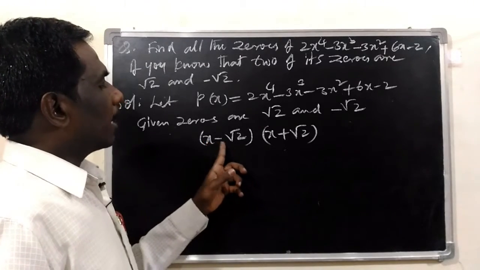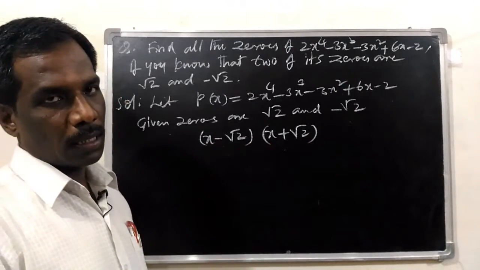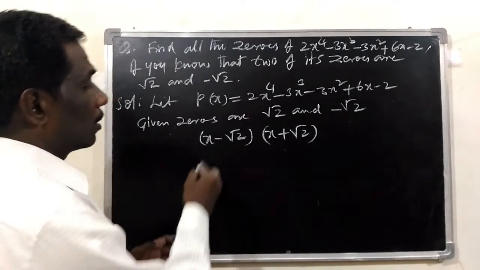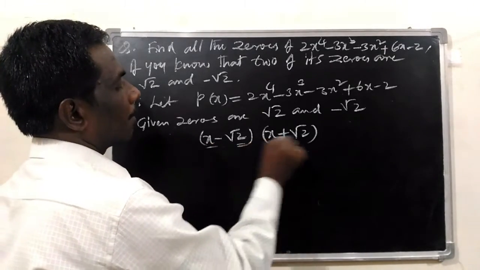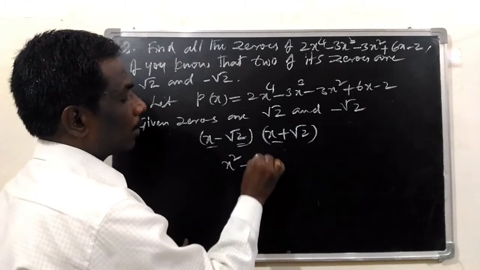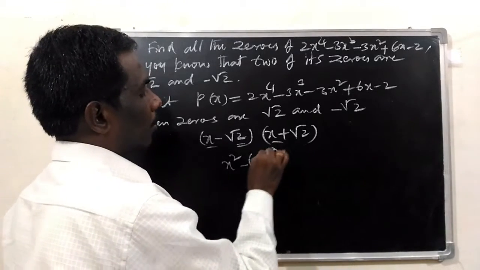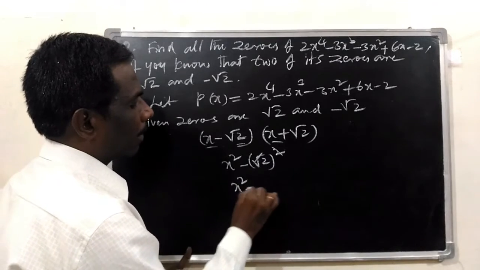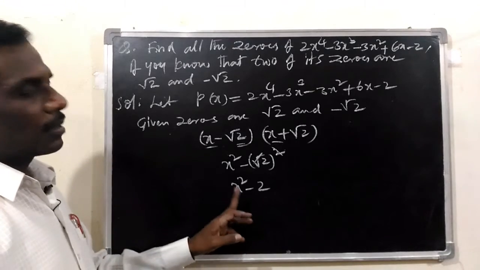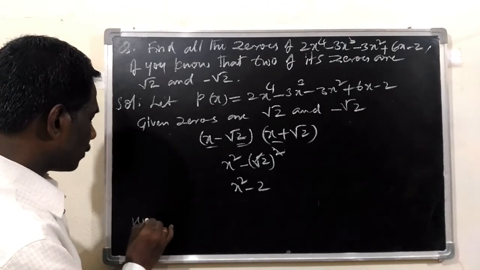Now, x minus root 2 into x plus root 2 is in the form of a minus b into a plus b. What is the formula of a minus b into a plus b? It is a square minus b square. So this is a and this is b. For a square, write x square, minus, for b square, you write root 2 whole square. Now cancel the square and root. What we get? x square minus 2. Now let this be the divisor. Now we have to divide.